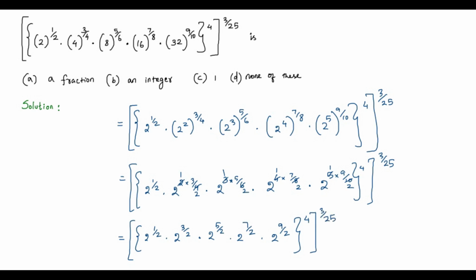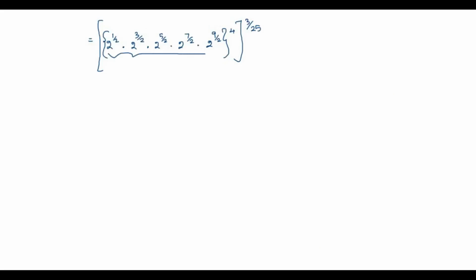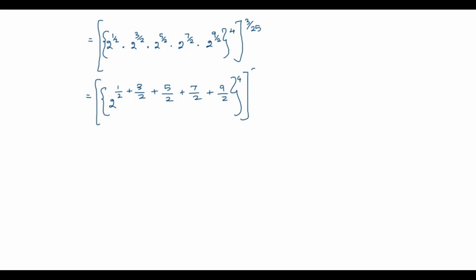Okay, let's continue on the next page. Here all the terms are multiplied and all the terms have the same base. Whenever we multiply two or more terms with the same base, we can take the base once and add all the exponents. So now all the terms are multiplied with the same base 2, so we can take the base 2 once and add all the exponents, 1 by 2 plus 3 by 2 plus 5 by 2 plus 7 by 2 plus 9 by 2, whole to the power of 4 again to the power of 3 divided by 25.